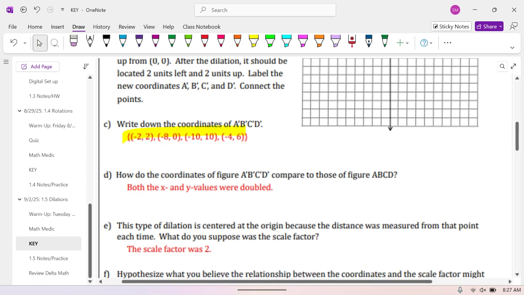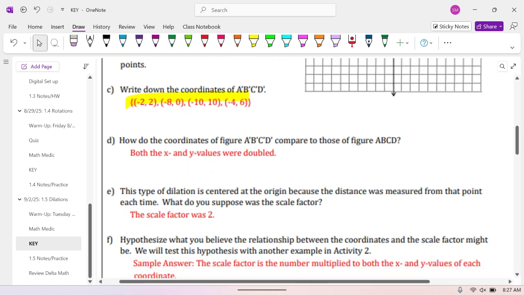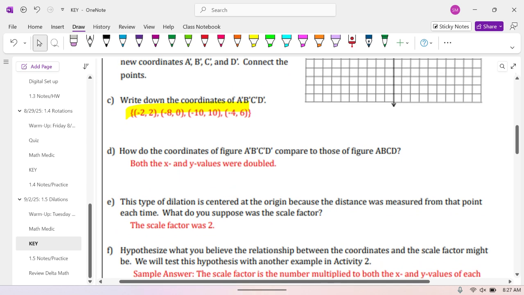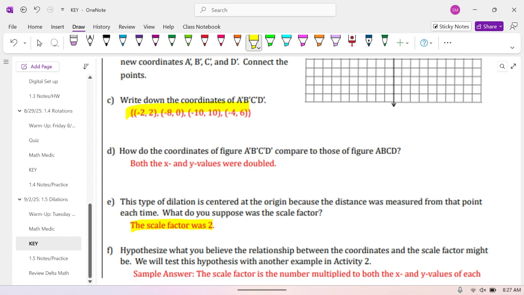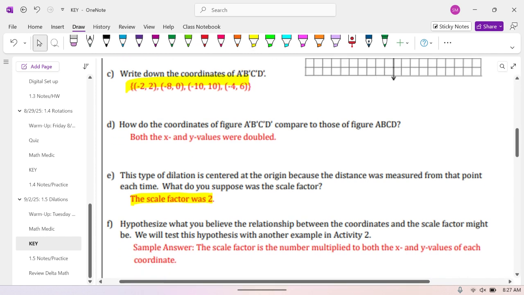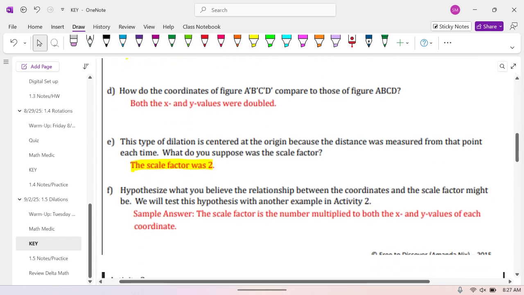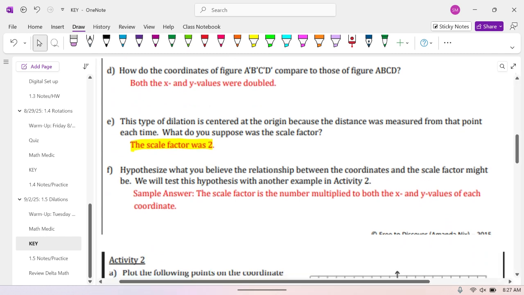All right. Now, that scale factor is what you end up multiplying by. So your scale factor should have been 2. That's what you multiplied by to get from the pre-image to the image. So if it ever says dilate a figure by a scale factor of 2, that means multiply everything by 2. Scale factor is 3, multiply everything by 3. Scale factor of 1/2, multiply everything by 1/2. All right. And again, that's what you should have figured out as the hypothesis.